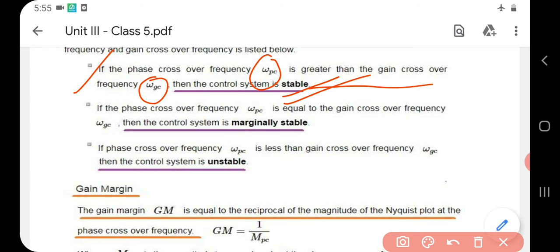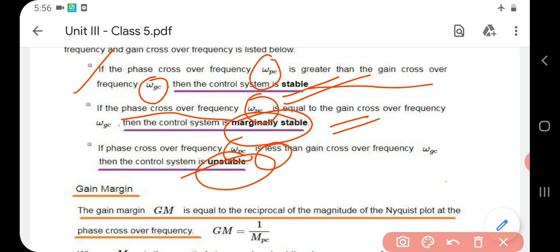One condition. Now when this phase crossover frequency, omega pc, is equal to the gain crossover frequency, then the control system is said to be marginally stable. Again, when the phase crossover frequency is less than the gain crossover frequency, the control system is unstable. So this is how you decide the stability of a system based on phase crossover frequency and gain crossover frequency.